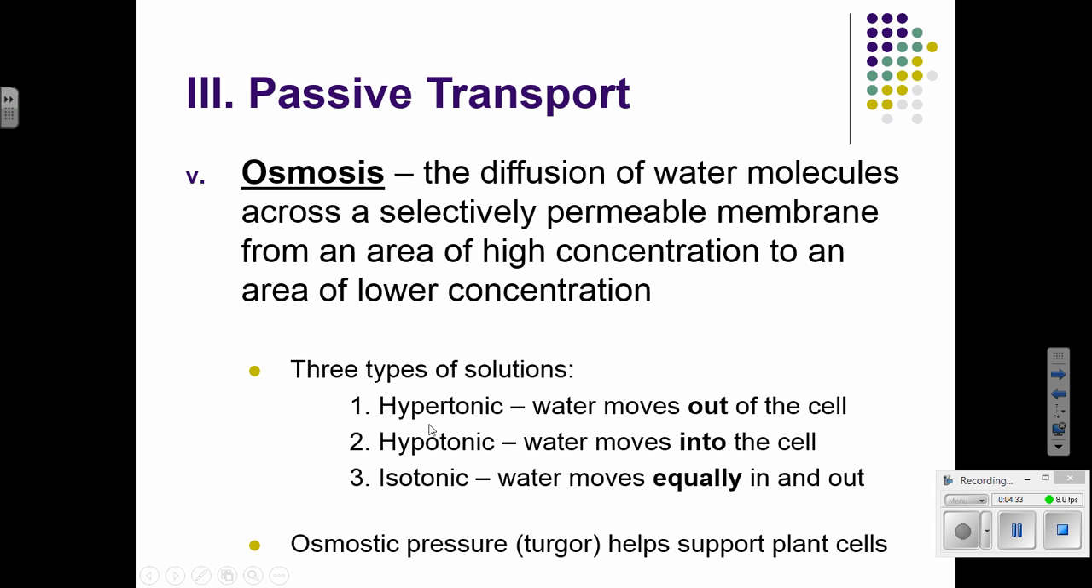So we have three types of solutions. If a solution is hypertonic, water is actually moving out of the cell. In a hypotonic solution, water is moving into the cell. And in an isotonic solution, iso means equal, so water is going in and out equally. Okay? And on the next slide, we're going to look at a couple pictures that will hopefully help explain this just a little bit more.